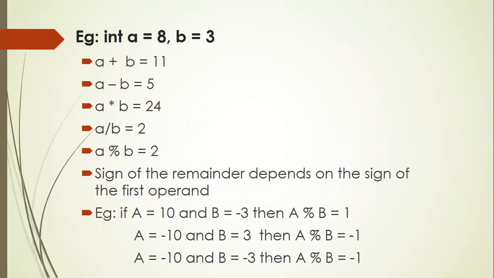And the last case, both A and B are negative. Still, the sign of the result or the sign of the remainder always depends on the sign of the first operand only. In the last case also, the result is -1 because the first operand A is negative.